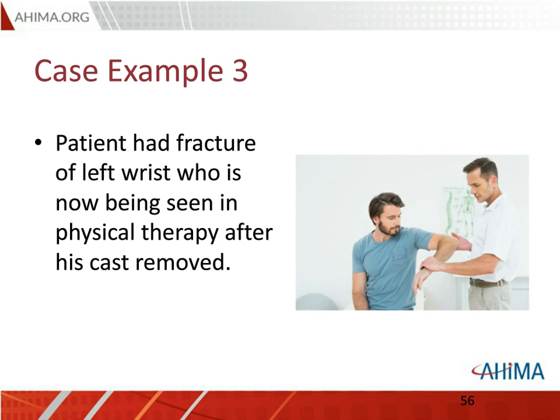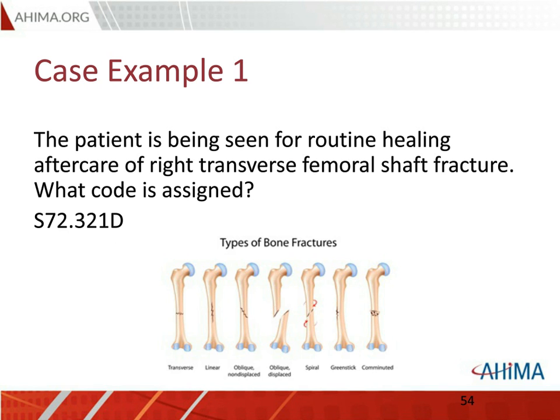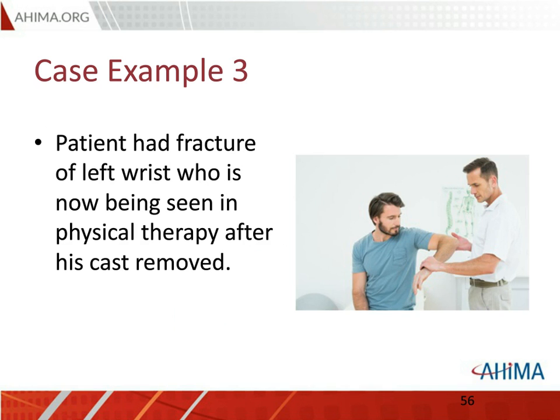Our next shorter example, and then we'll get into a couple longer ones. This patient had a fracture of the left wrist. He's now being seen in physical therapy after his cast was removed. And once again, I mentioned that physical therapy, the rehab codes have been eliminated. We would not find any Z codes that equate to that. I'm sorry, I was thinking about those X's when we had the filler X's. We don't have any Z codes for physical therapy, so we code the fracture, and then we code that it is a subsequent encounter. So S62.102 and D.